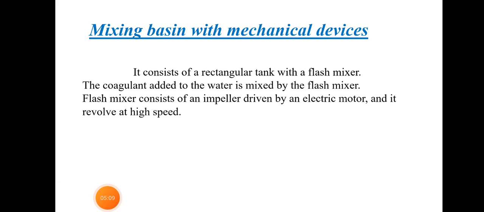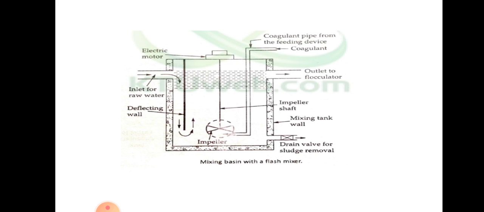So, mixing basins with mechanical devices, or mechanically agitated mixing basins. Actually, these are those in which the water is subjected to a violent agitation when the chemical or the coagulant is first added, and then to a gentler action when the floc is formed. The first of these operations is usually achieved in mixers, here we call it a flash mixer, and the second in a flocculator. So we'll see what a flash mixer is and what flocculators are.